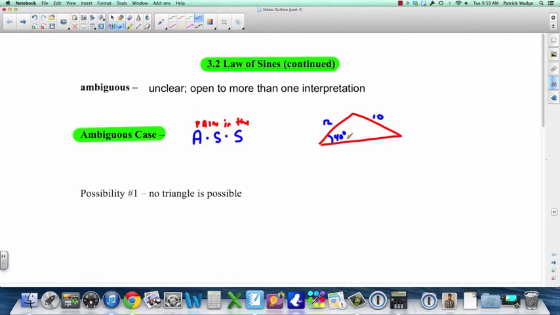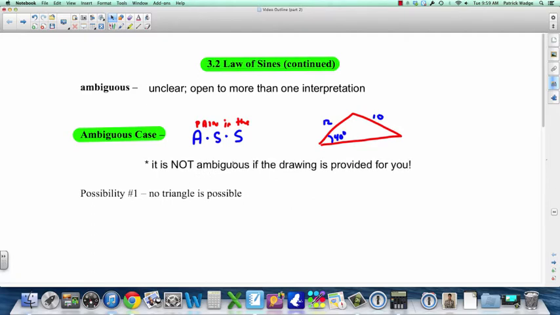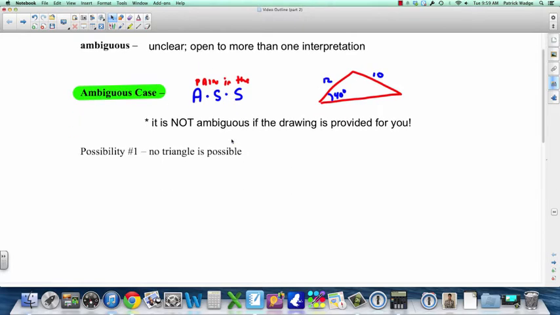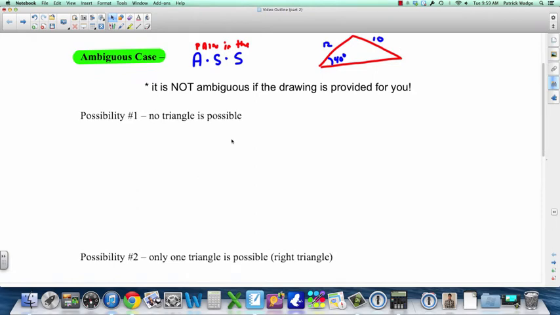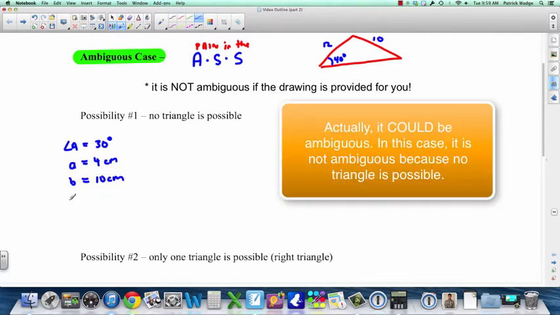The reason it's not ambiguous is because they give you a drawing. So I'm going to put that in words here. It's not ambiguous if the drawing is provided for you. What is ambiguous is when they just give you the information without a drawing. So for example, and this is going to be our first example, if they told us that angle A is equal to 30 degrees, side A is equal to 4 centimeters and side B is equal to 10 centimeters. If they just gave you this information and said find the other sides and angles, that'd be ambiguous, and you're going to see why in a minute.